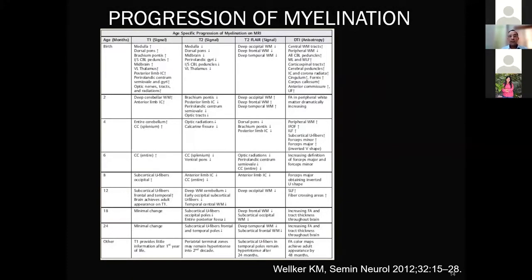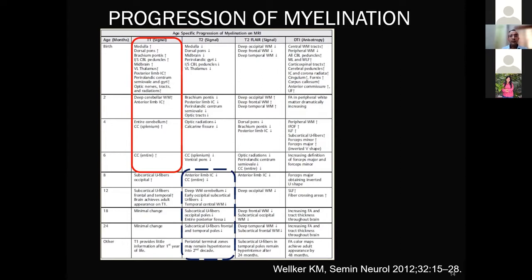In progression of the myelination, the age-specific progression of the myelination is best delineated on the T1 weighted images in the first 6 months. So we should look at the specific imaging features on the T1 weighted images and look for the myelin progression, and subsequently after 6 months of age, the T2 weighted images are mainly important to delineate the myelination progression on the MRI.